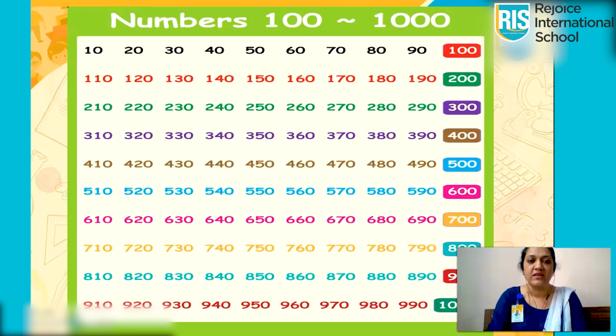Very simple. Similarly, look at these colors over here which are highlighted at the extreme right hand side corner. Those have 2 zeros along with it, and at the end is your 1000, which has 3 zeros. So this, can you all repeat after me? Say 100, 200, 300, 400, 500, 600, 700, 800, 900, 1000.